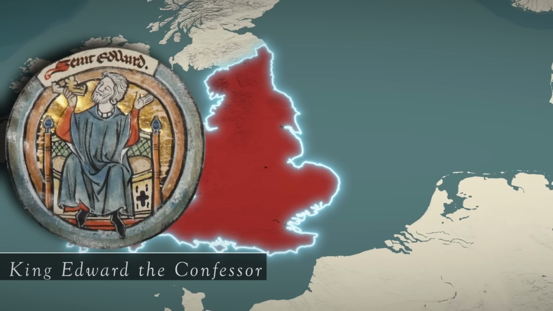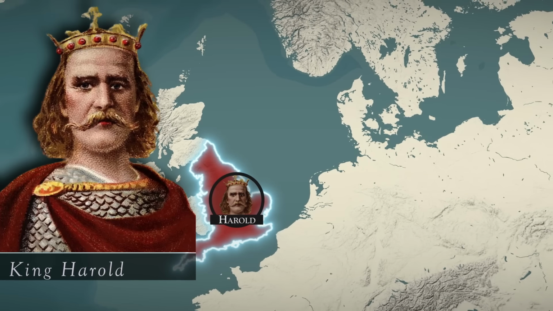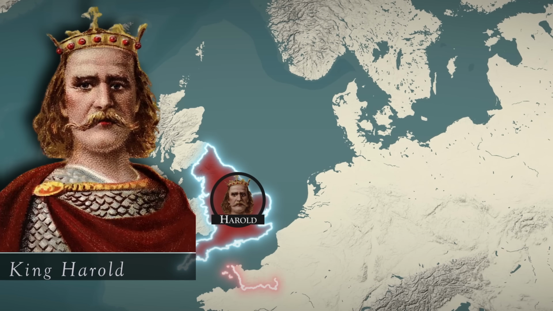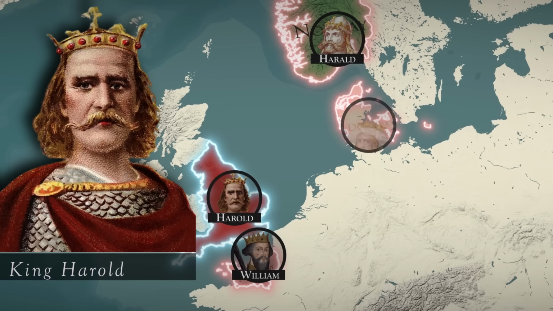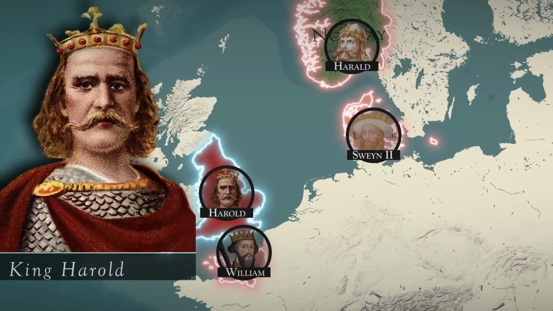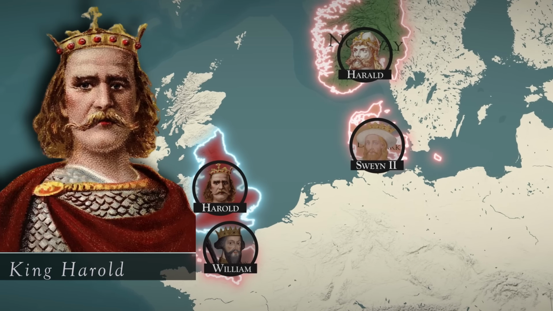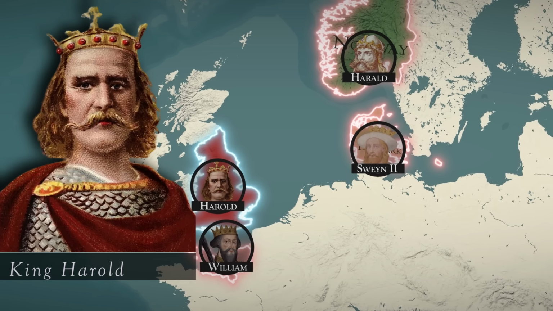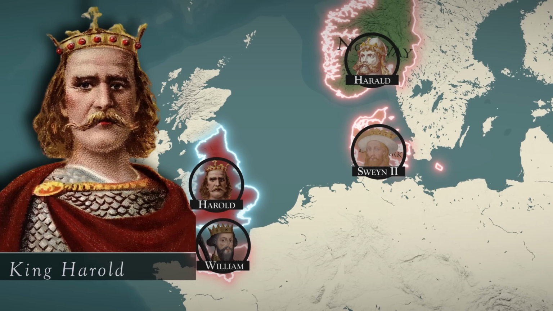When Edward died in 1066, the powerful English nobleman Harold Godwinson took to the throne, much to the outrage of Duke William of Normandy, King Harald Hardrada of Norway, and King Sweyn II of Denmark, who all asserted claims to the throne themselves. The events of the year 1066 would undoubtedly be the most pivotal in English history, and would irreversibly change the very fabric and nature of the country.